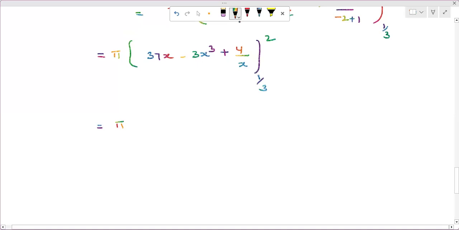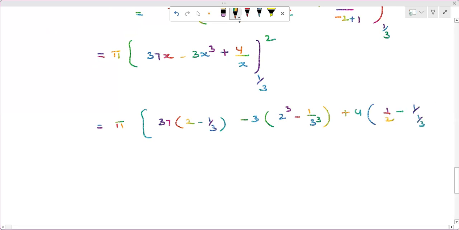Pi into 37, upper limit is 2, lower limit is 1 by 3. 3 into 2 cube minus 1 by 3 cube plus 4 into 1 by 2 minus 1 by 1 by 3, 1 by x. Now close this bracket and simplify that.